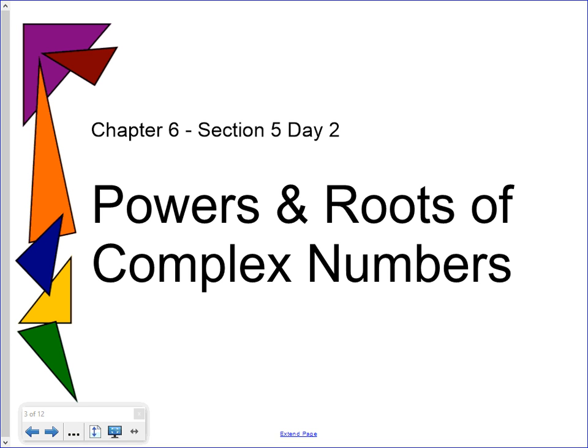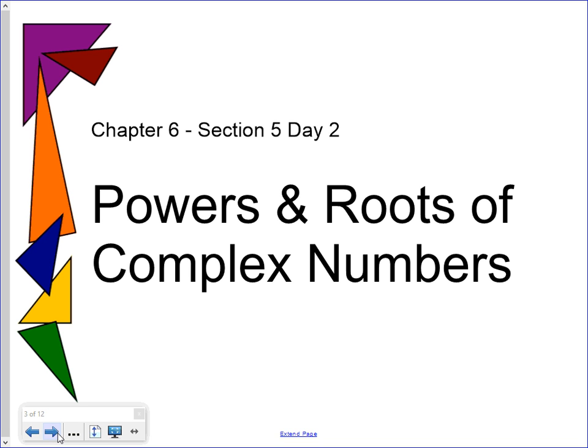Okay, so powers and roots. We have already looked at converting from trig form to rectangular form and vice versa. We also looked at multiplying and dividing complex numbers in their trig forms. Today we're going to look at, can we raise a complex number in trig form to a specific power, and can we take a root of a complex number in its trig form?